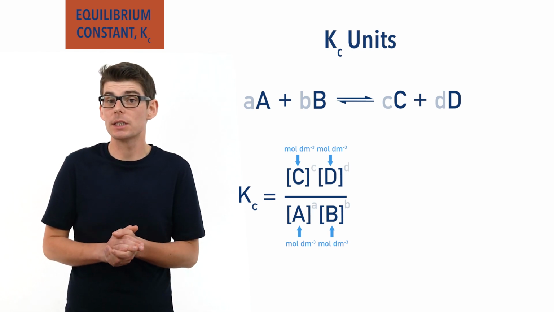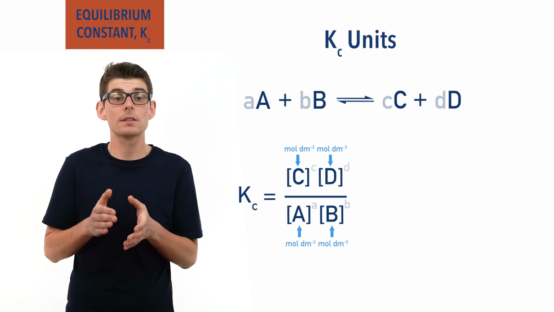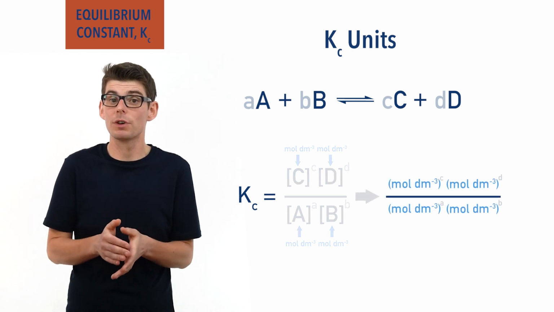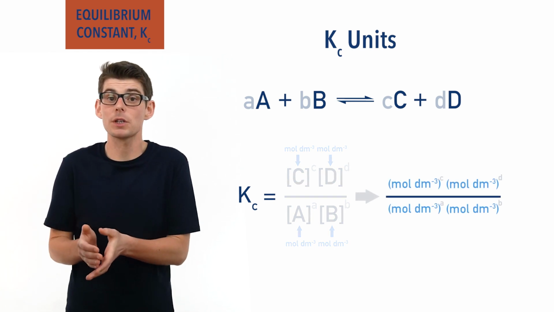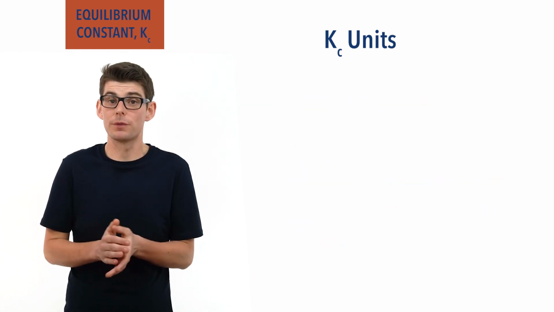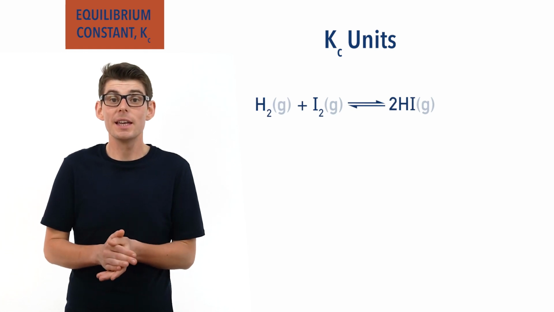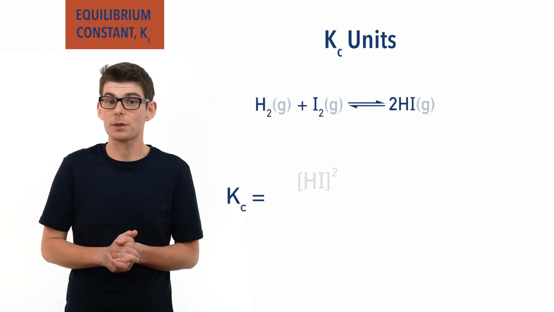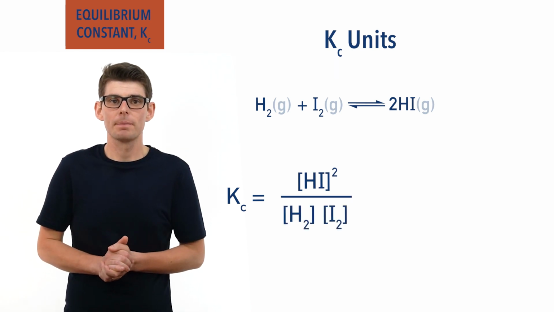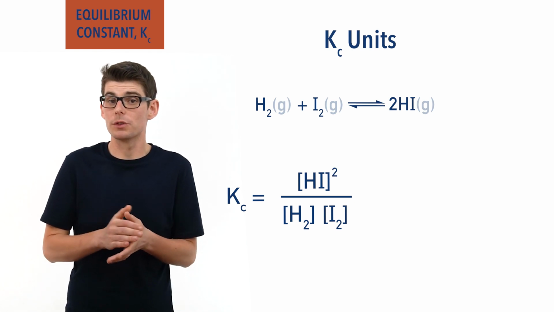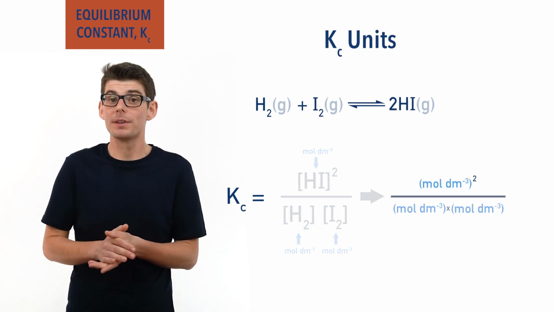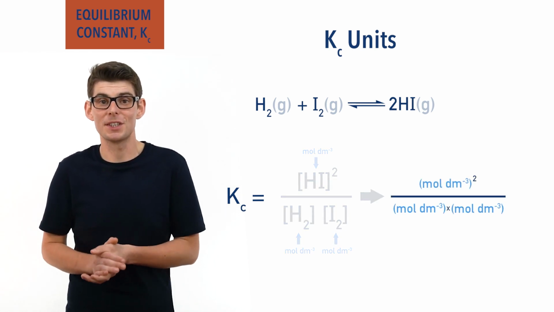The easiest way to determine the units for a Kc expression is to substitute moles per decimeter cubed into the expression in the place of concentration values, and then cancel them out from the top and bottom of the fraction. For example, the Kc expression for H2 plus I2 to 2HI is, as we've seen, concentration of HI squared divided by the concentration of H2 times the concentration of I2. If we substitute in the units for each concentration, we end up with moles per decimeter cubed squared divided by moles per decimeter cubed times moles per decimeter cubed.